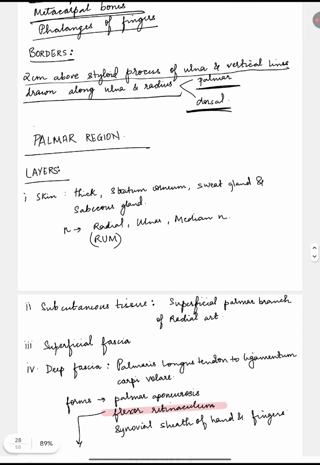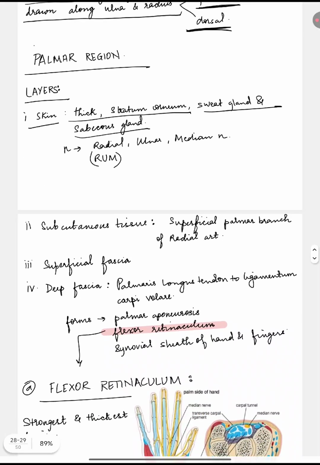Now, the palmar region. The layers: skin, which is thick, with stratum corneum, sweat glands and sebaceous glands present. Nerves are radial, ulnar and median nerve. In the subcutaneous tissue, the superficial palmar branch of the radial artery is present. There is superficial fascia, but its contents are not there.